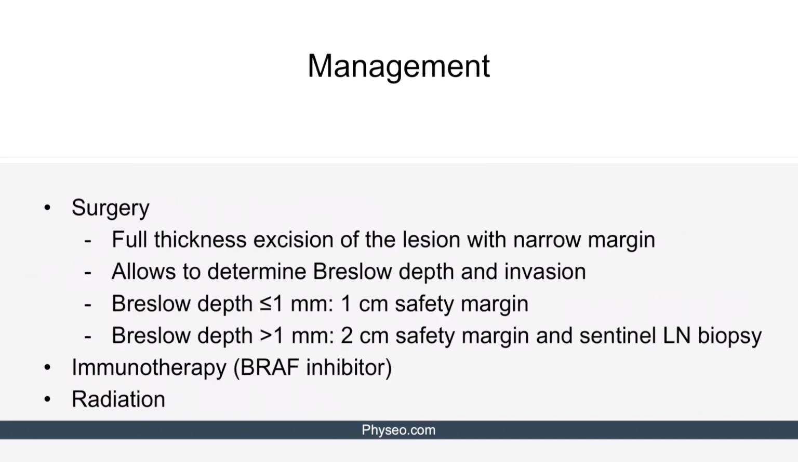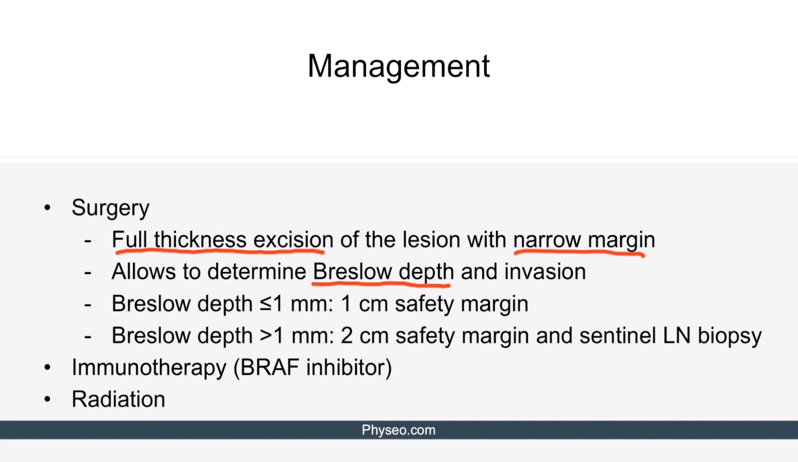Now let's talk about the management. Surgical excision is the standard treatment for melanoma. A full thickness surgical excision of the lesion with a narrow margin of 5 millimeters is preferred. Now, this allows the determination of tumor depth or thickness, which is also called the Breslow depth, and that's very informative. It helps you get an idea if there's invasion of the tumor to the lymph nodes and neural and vascular structures. Now, a Breslow depth of 1 millimeter or less requires 1 centimeter of a safe margin to be excised. So 1 millimeter down means you want a 1 centimeter of a margin.